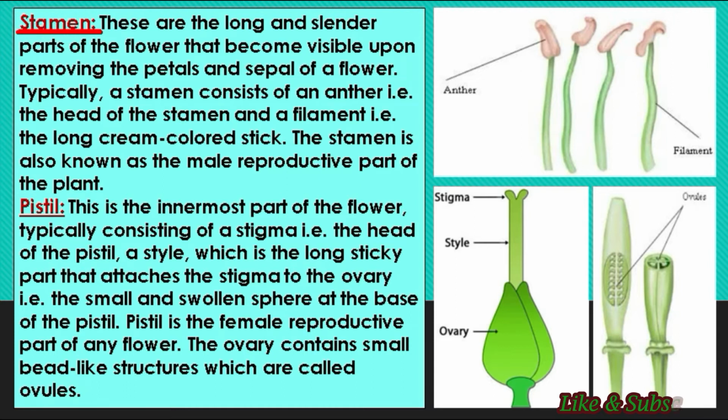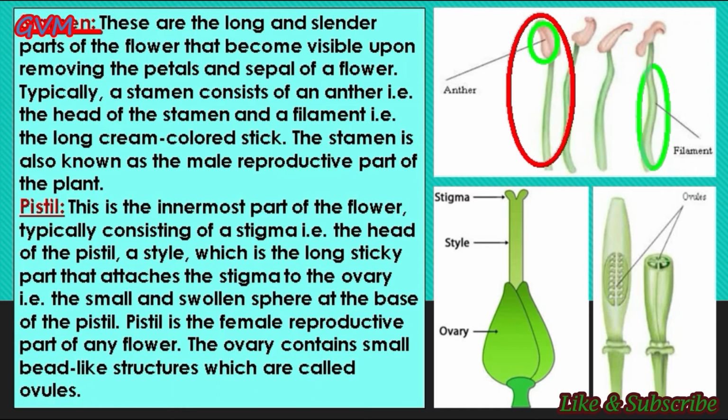Now students, the next important part of a flower is the stamen. Students, stamen is the male reproductive part of a plant. And students, generally stamen is a long and cylindrical part of a flower. And students, you can only observe it after removing the petals and the sepals of a flower. And students, a typical stamen consists of an anther and a long cylinder-like structure called filament.